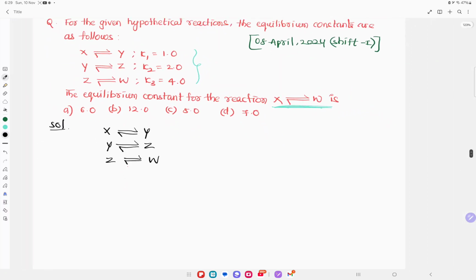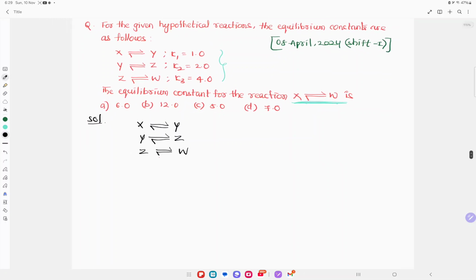W. Equation is like this. So our required equation is X gives rise to W. This equation is obtained by adding these 3 equations. How is it? If Y is cancelled, Z is cancelled, left to right cancel, then what we get? X gives rise to W.